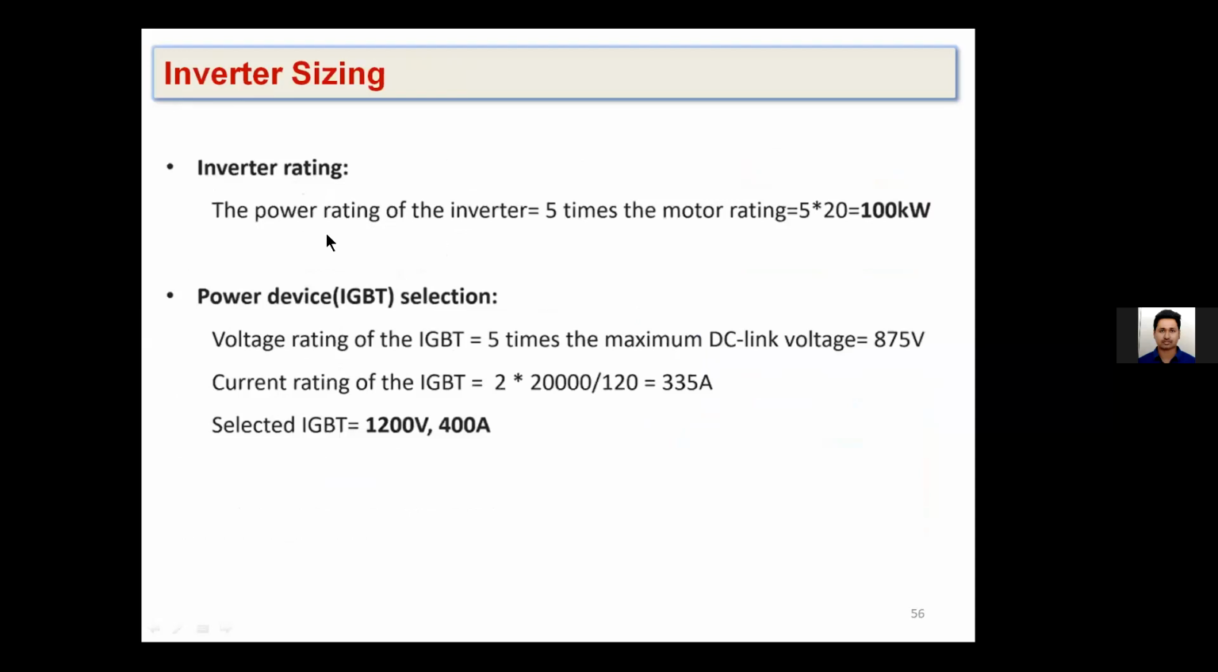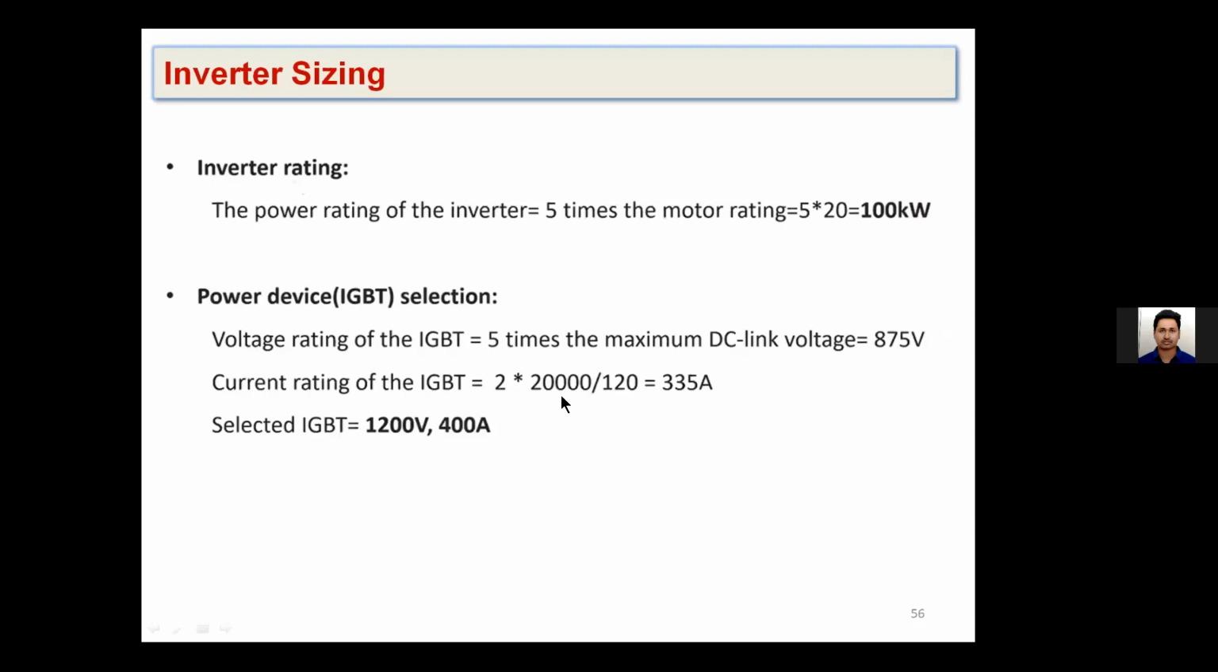Coming to the inverter rating, the power rating of the inverter is generally selected as 5 times the motor rating, so it should be around 100 kilowatt, so that it can withstand different conditions, overloading and transient conditions. In an inverter, we generally have IGBTs or MOSFETs, but the inverter mostly prefers IGBT. The voltage rating of the IGBT should be 5 times the maximum DC link voltage, so around 875 volts. The current rating can be calculated accordingly based on the power level.